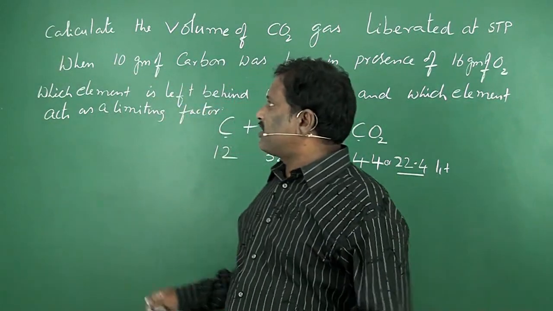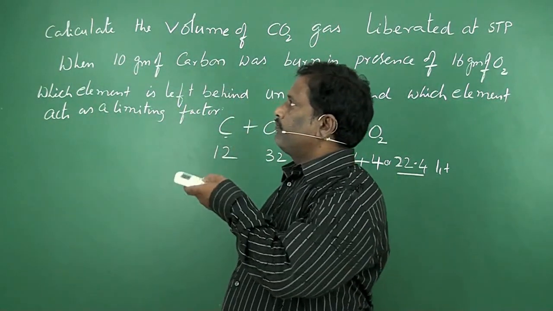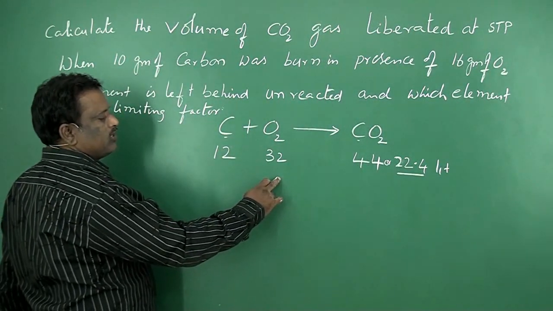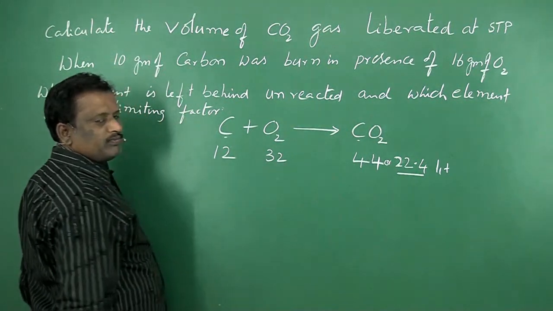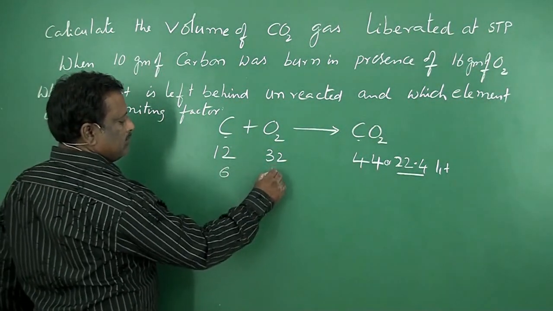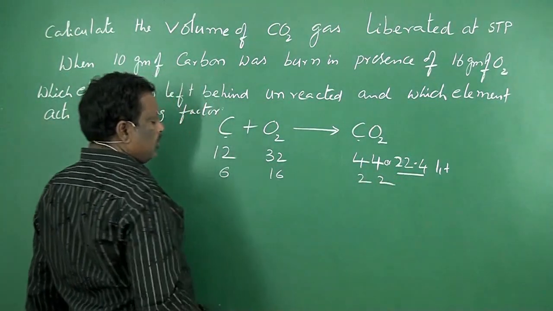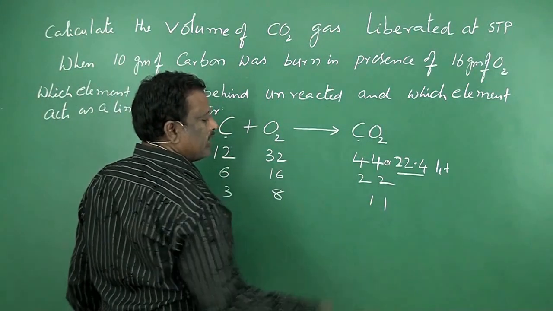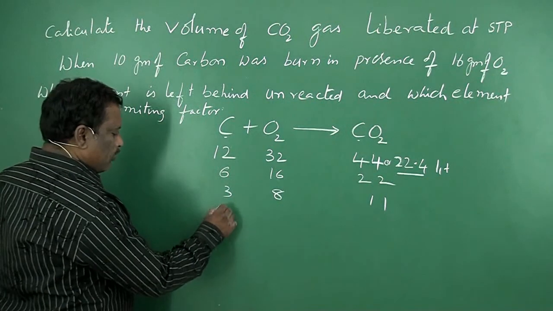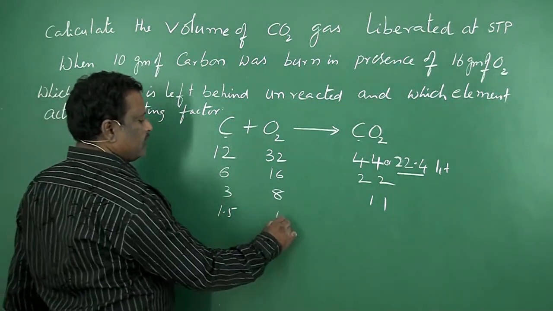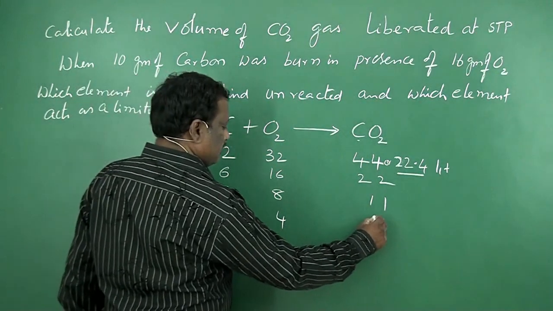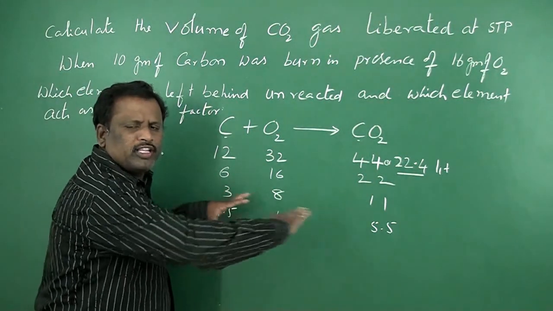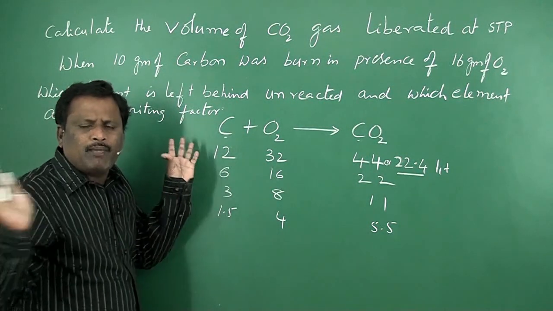If you decrease it, that means if you take only 6 grams, the 6 grams will react with 16 grams to give 22 grams. That means if you take 6, 16, 22. If you take only 3 grams of carbon, it reacts with 8 grams of oxygen to give 11 grams of carbon dioxide. If you take 1.5 gram of carbon, it will react with 4 grams of oxygen to give 5.5 grams of CO2. It was always in that proportion only. That proportion will not change whatever the amounts that you have taken.